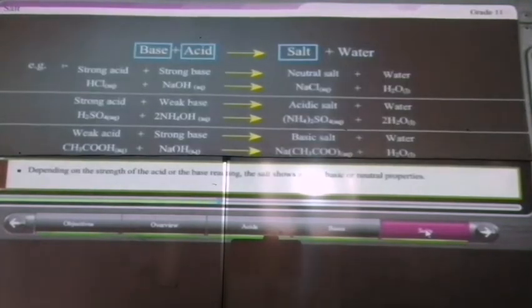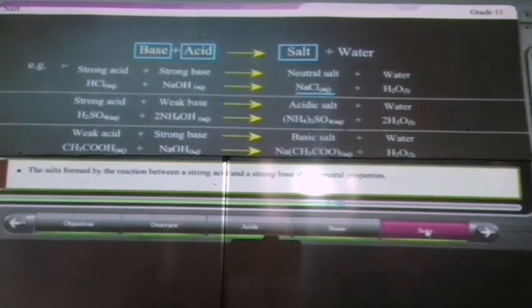Depending on the strength of the reacting acid or the base, the salt shows acidic, basic or neutral properties. For example, the salts formed by the reaction between a strong acid and a strong base show neutral properties. Sodium hydroxide is a strong base. Hydrochloric acid is a strong acid. Sodium chloride formed by the reaction between them is a neutral salt.